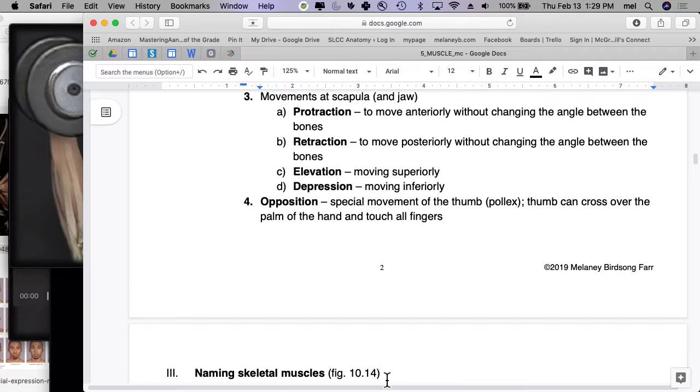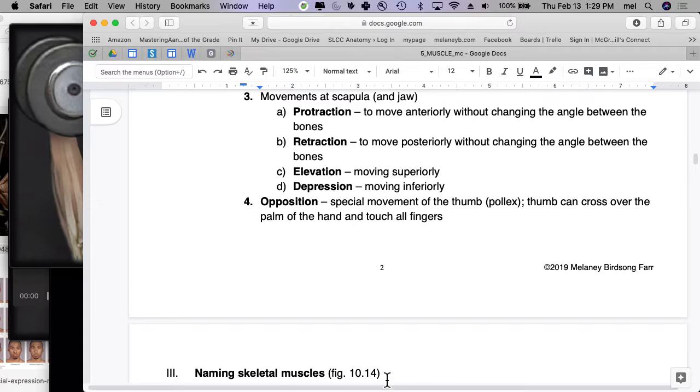So, and then depression. So depress your scapula. Where's the muscle going to be that does that? Inferior, right? Inferior to the scapula. From here to here. Do the same thing with your jaw so that you can really feel it. Elevate your mandible. Okay. Where's the muscle? From here to here. Now depress your mandible. Where's the muscle? From here to here. Got it? Okay. Elevation, depression.